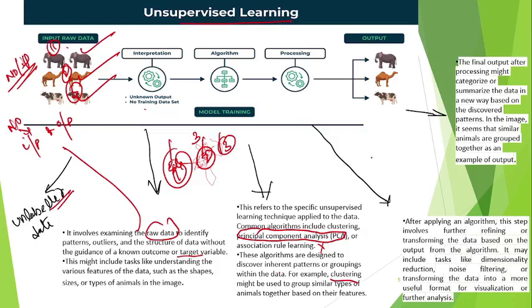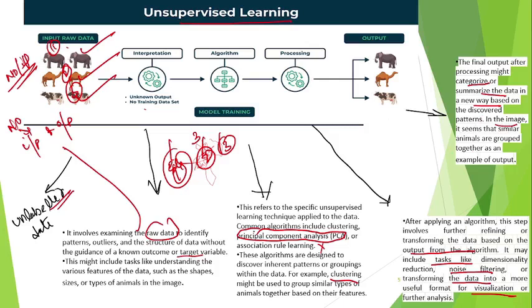Then, based on this target, after applying the algorithm, the step involves further refining and transforming of data based on the required output. From the output, it may include tasks of dimensionality reduction, noise filtering. All this part comes into existence. Visualization, further analysis. The final output after processing may be categorized or summarized into new, discovered patterns. Based on that, the image is analyzed and put together into the output.